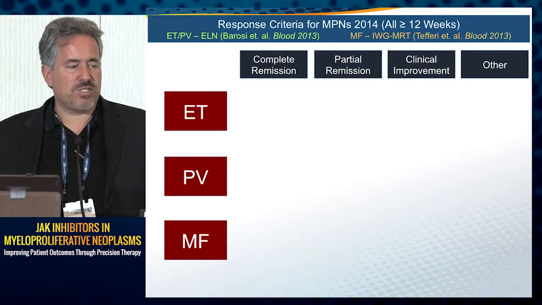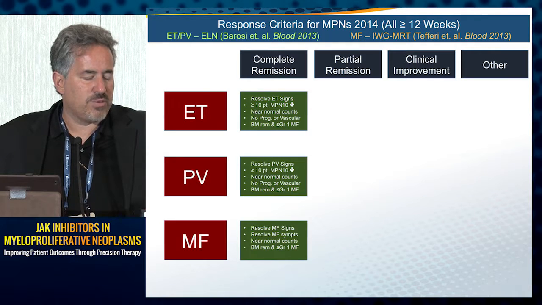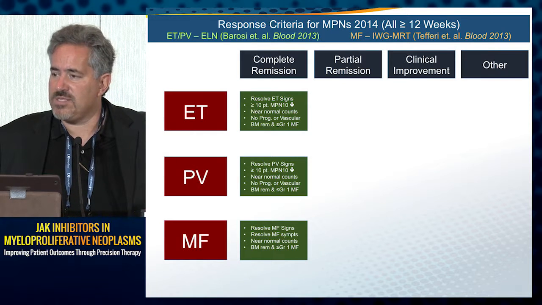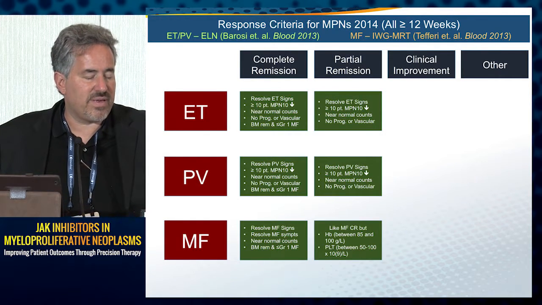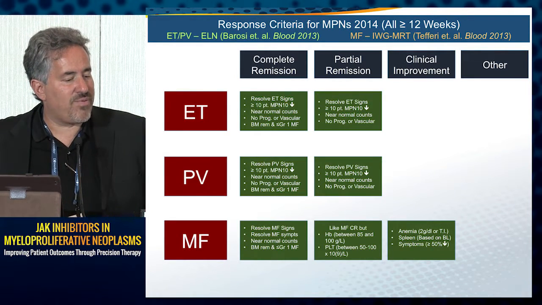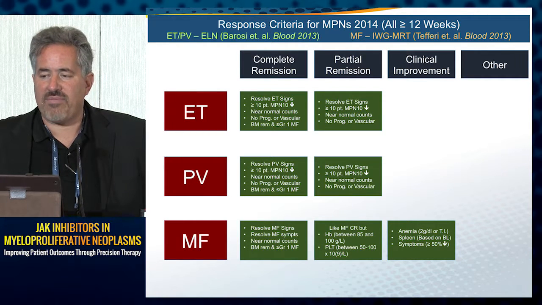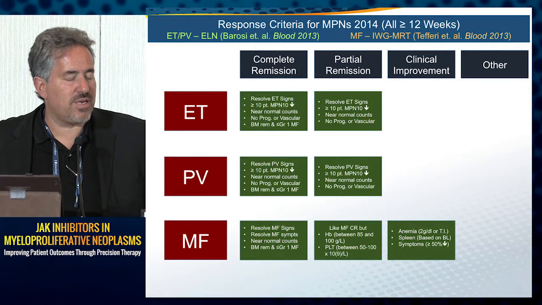Now, as we think about our response criteria, which are utilized by both the ELN and the IWG-MRT, as we think about cytopenias, near normalization of the counts are prerequisites of achieving a complete response. It's not only about cytopenias, but they clearly are relevant. They remain relevant in partial response. And for clinical improvement in the arena of myelofibrosis, there's both criteria for improvement of becoming transfusion independent as well as having an improvement in the non-transfusion dependent individual by an improvement of 2 grams per deciliter or more.